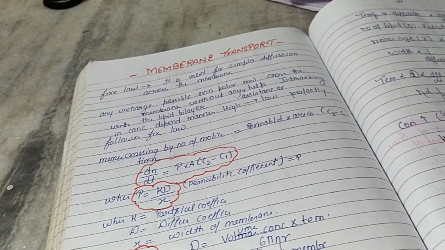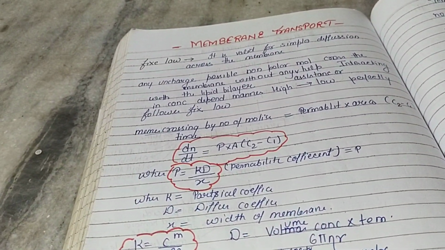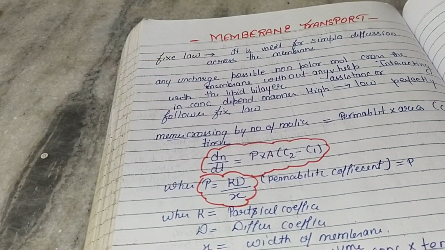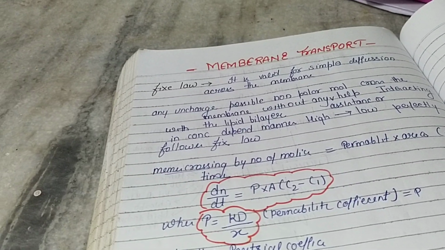Now, without delay, let's get started. Membrane transport. Okay. First of all, in membrane transport, we talk about Fick's law. It is valid for simple diffusion across the membrane.